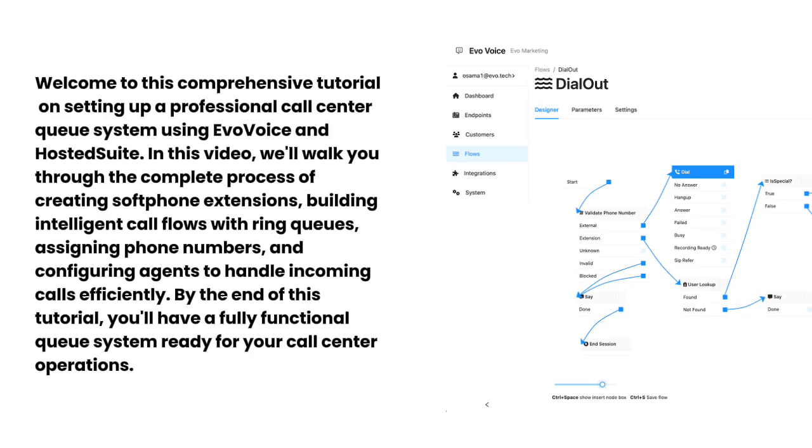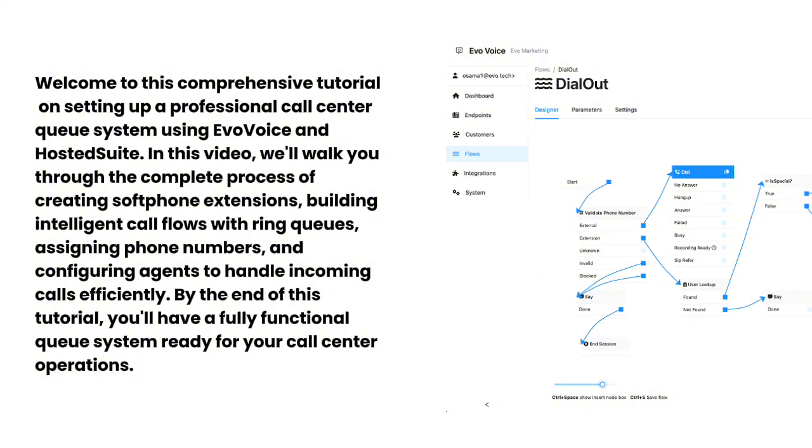Welcome to this comprehensive tutorial on setting up a professional call center queue system using EvoVoice and Hosted Suite. In this video, we'll walk you through the complete process of creating soft phone extensions, building intelligent call flows with ring queues, assigning phone numbers, and configuring agents to handle incoming calls efficiently. By the end of this tutorial, you'll have a fully functional queue system ready for your call center operations.